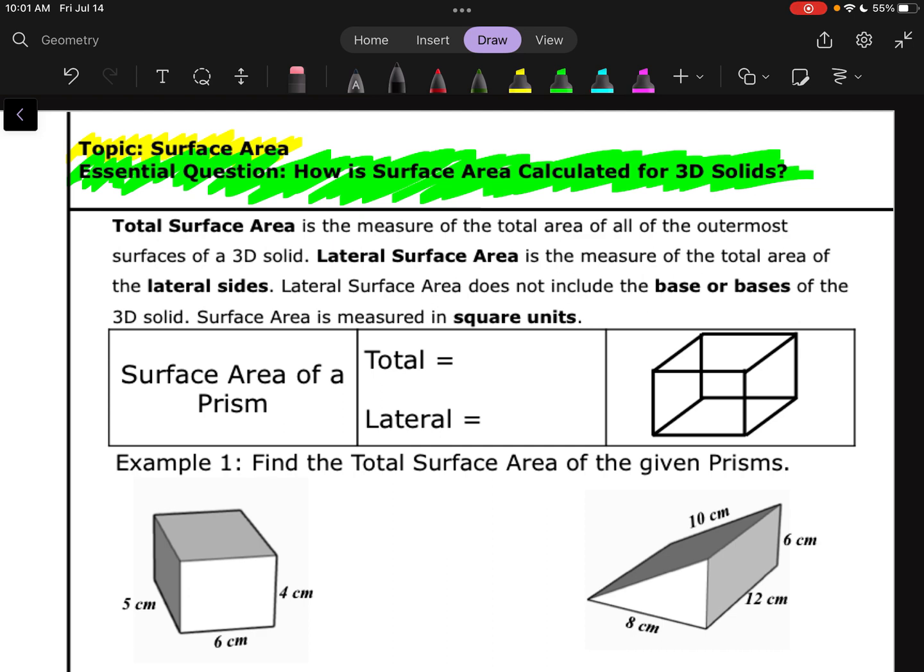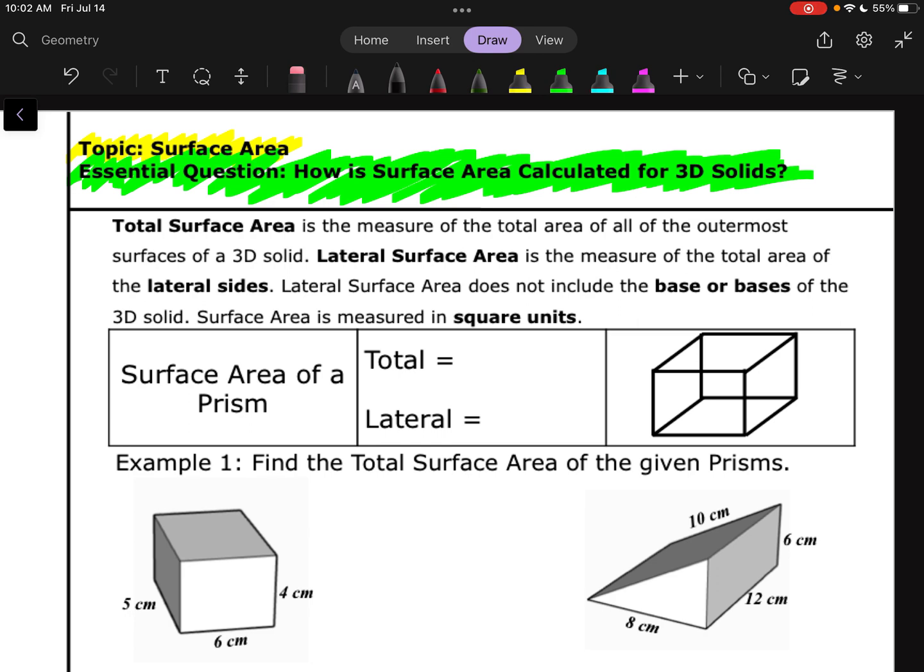It says total surface area is the measure of the total area of all of the outermost surfaces of a 3D solid. Lateral surface area is the measure of the total area of the lateral sides. Lateral surface area does not include the base or bases of a 3D solid, and surface area is measured in square units.